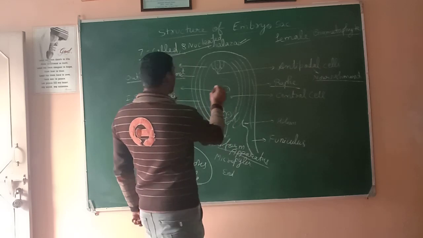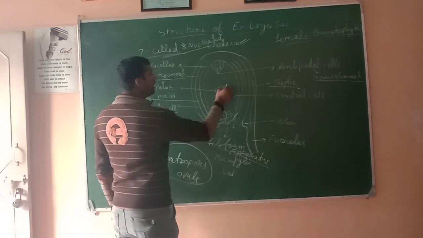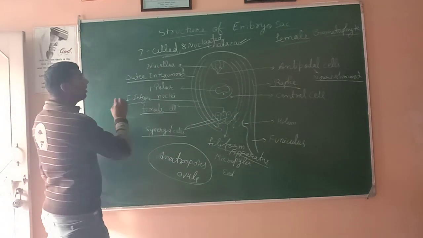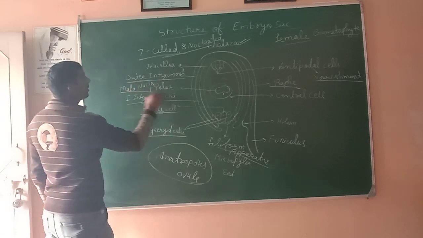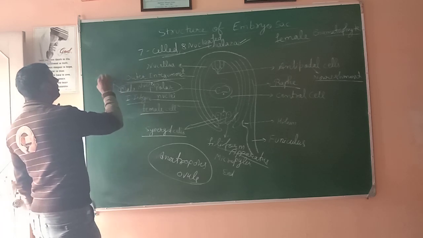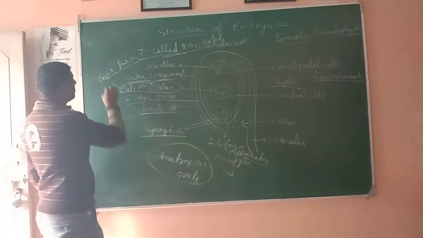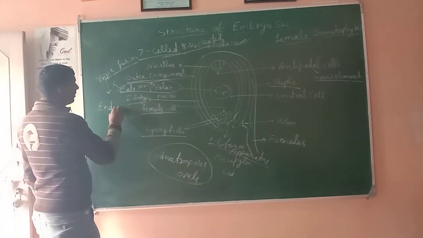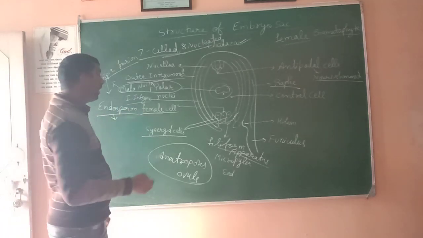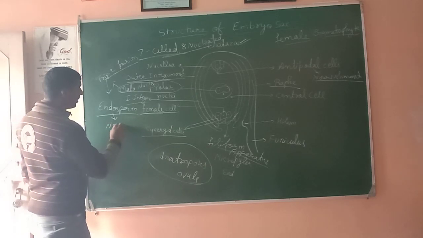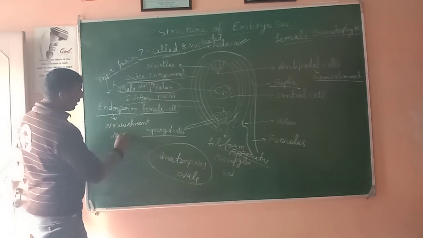The polar nuclei will undergo triple fusion. When one male nucleus comes here, the polar nuclei and the male nucleus combine together and undergo triple fusion, and this triple fusion leads to the formation of the endosperm. This endosperm will provide nourishment to the growing embryo.